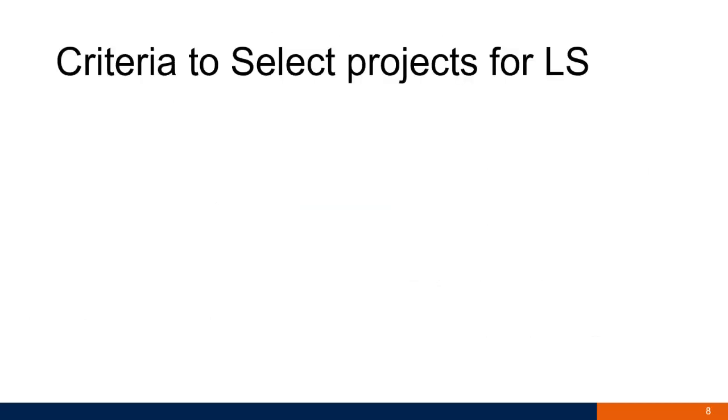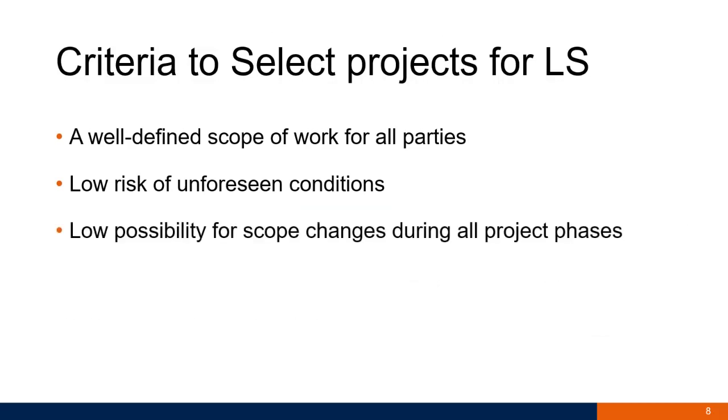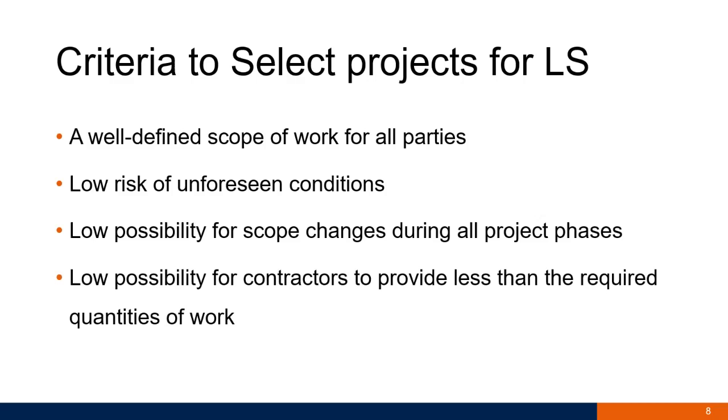So for these 6 states, we found that they agree on a set of projects that they would select for lump sum. They would usually select a project well-defined in scope of work to all the parties in the project. They will also select only projects that have low risk of unforeseen conditions, low possibility for scope changes during all project phases, and low possibility for contractors to provide less than the required quantities of work, since you don't want to pay contractors for more than what they did.